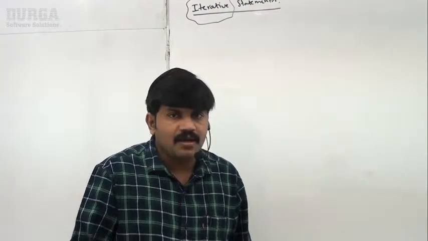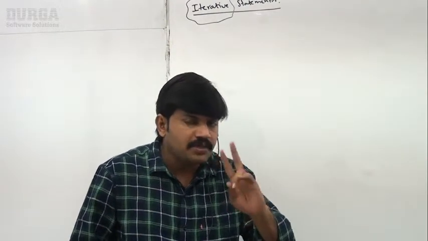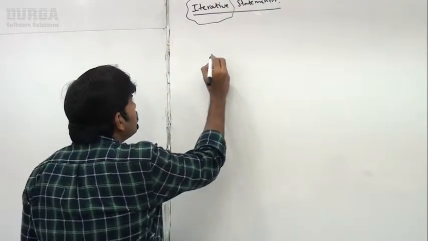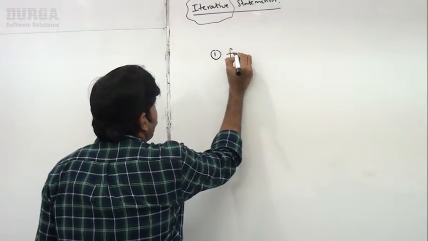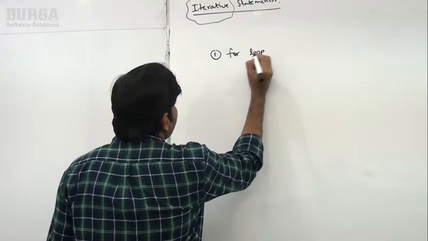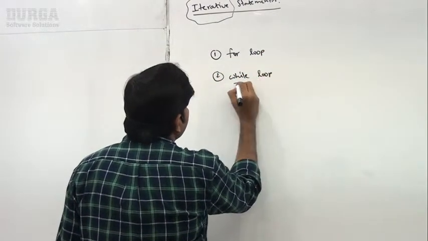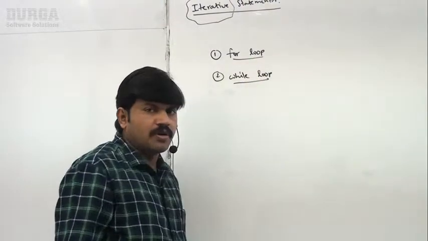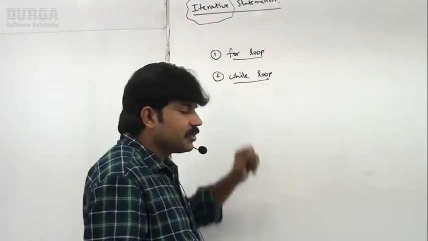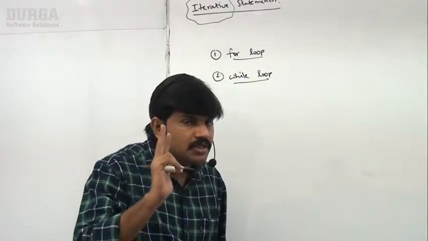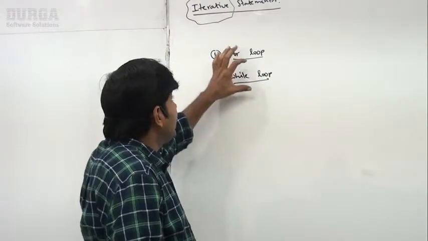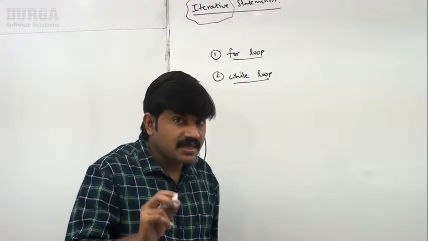Next, Python supports two types of iterative statements. What is the first one, sir? The first one is for loop. The second one is the while statement. For statement, or simply we can use the word for loop, and the second loop is called while loop. These two are the iterative statements available inside Python, sir.